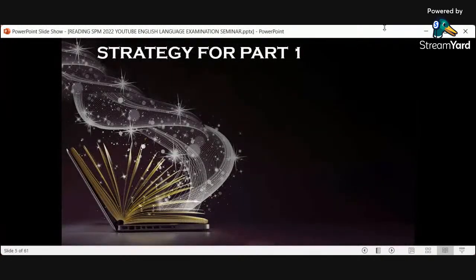Okay, let's look at this. These are the strategies for part 1. I always like to highlight strategies because these strategies are important, and you will realize that the strategies are more or less the same. If you become proficient or skillful in these strategies, it doesn't matter what type of question paper or questions are being asked for a language proficiency paper, you will be able to answer them.